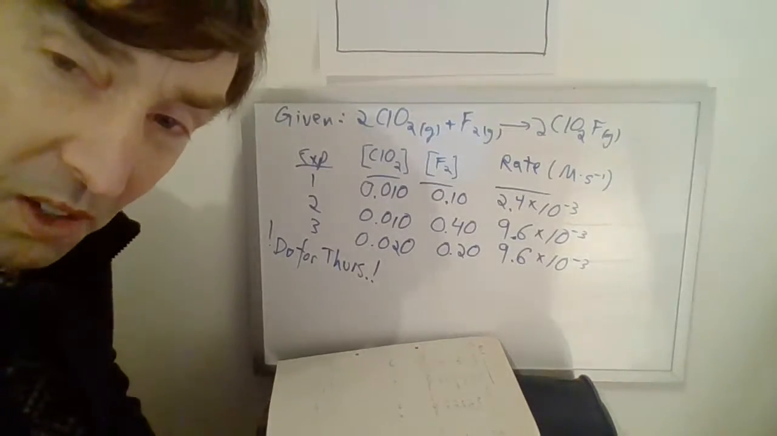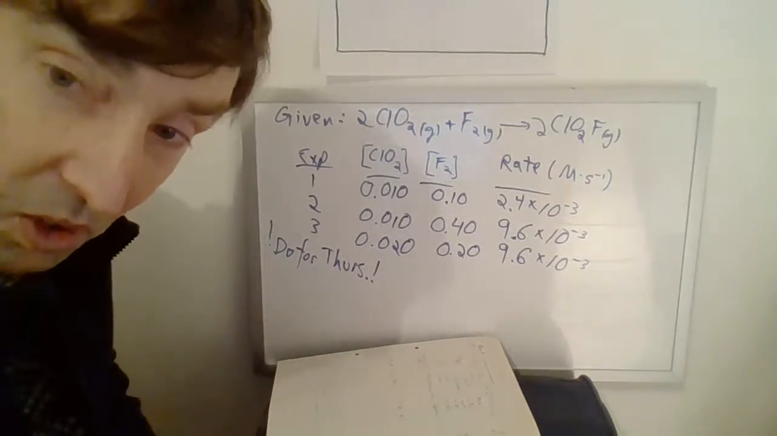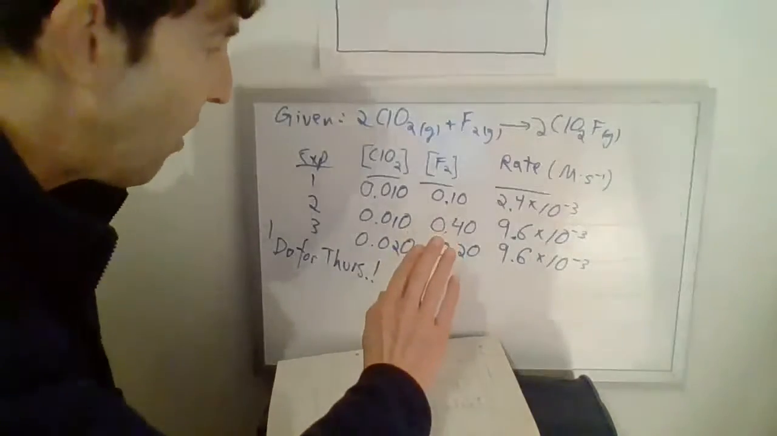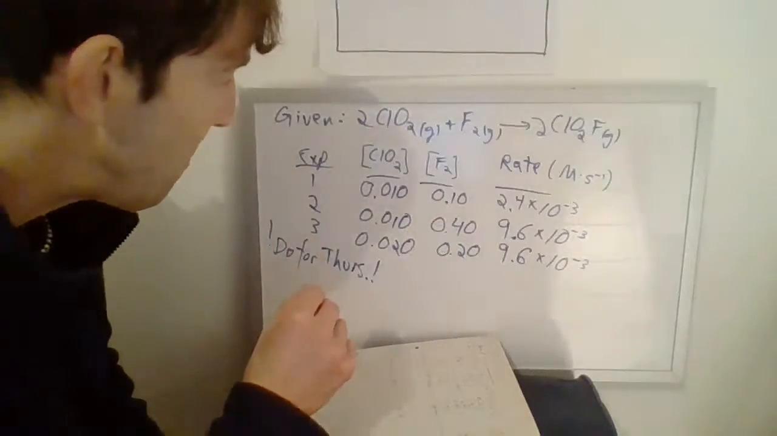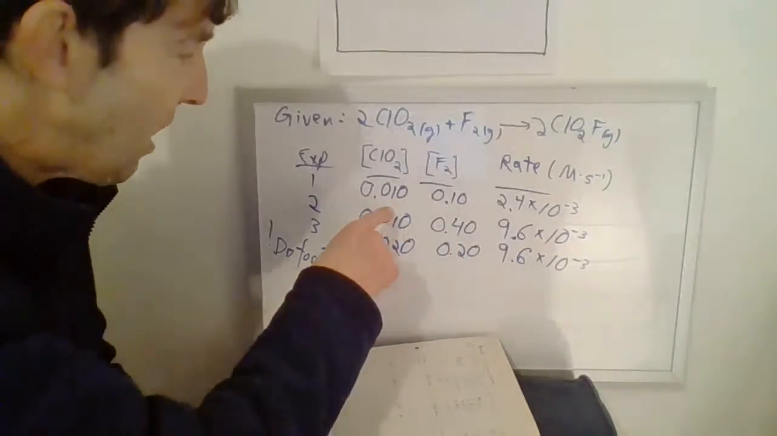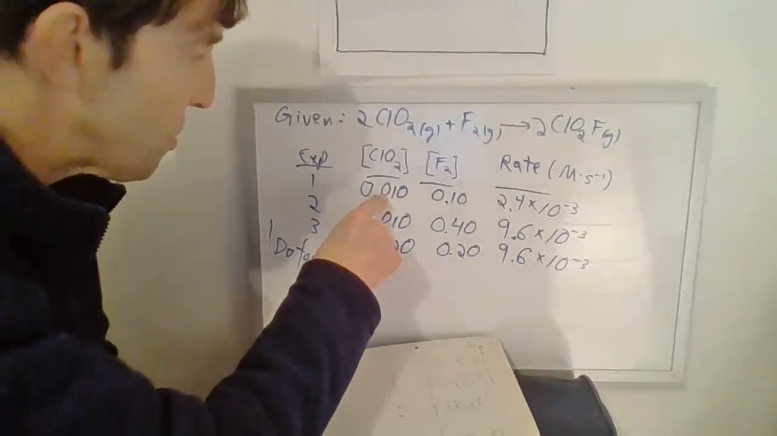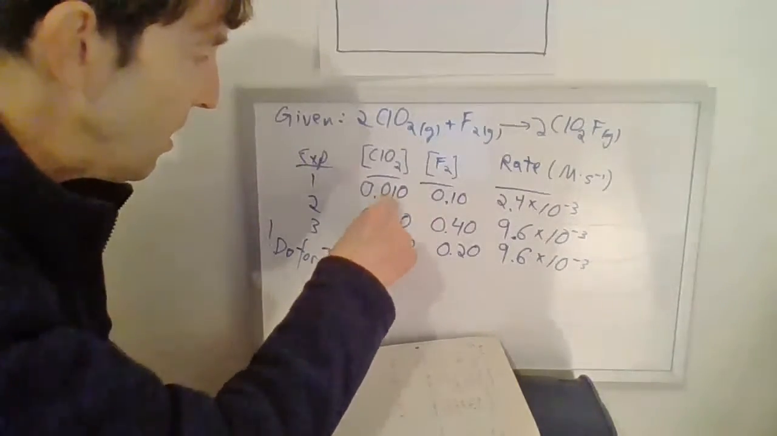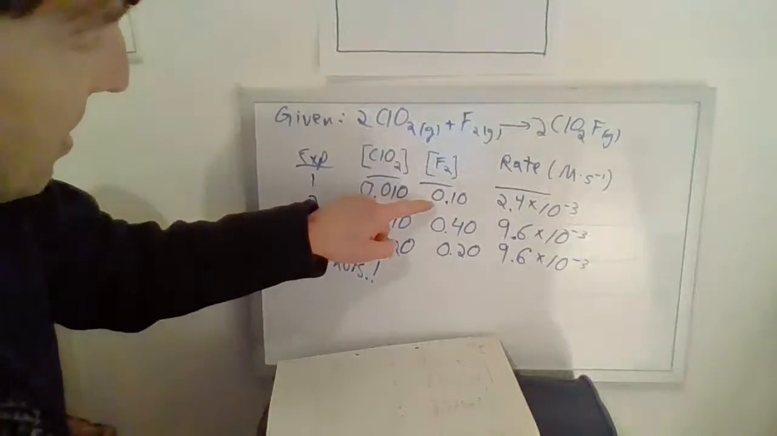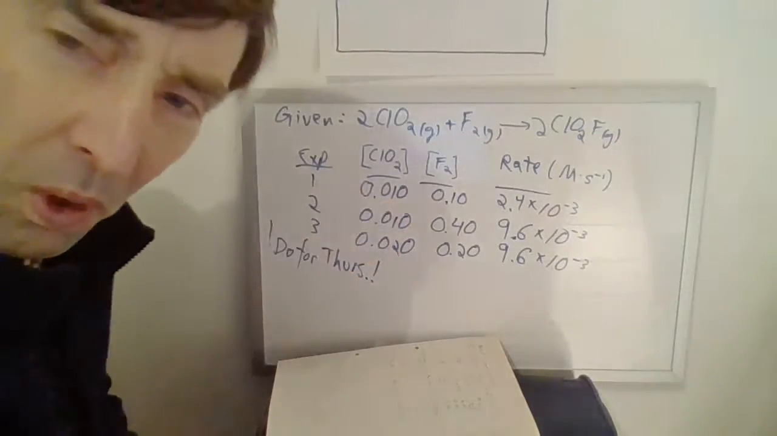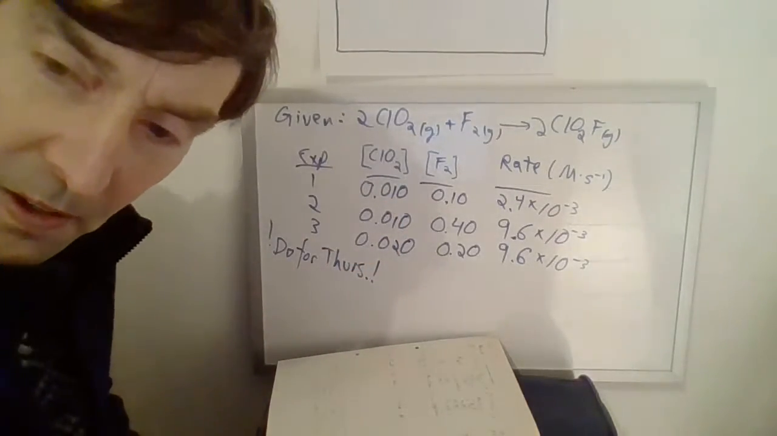You want to do the reactants one at a time, okay? So for now, you see how this one's the same for ClO2? So let's just do this one here. You want where it's changing.